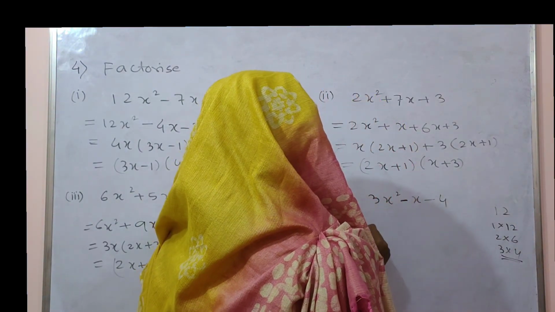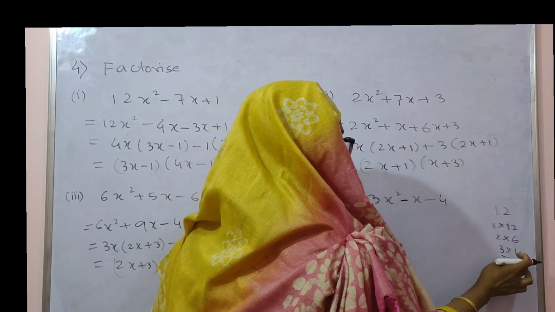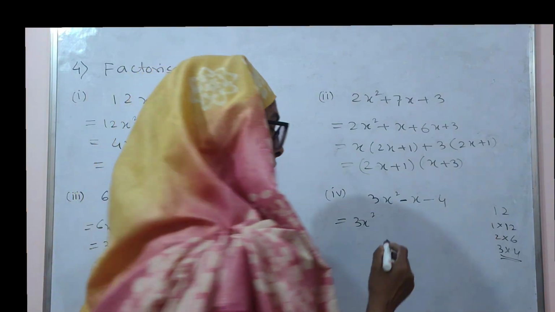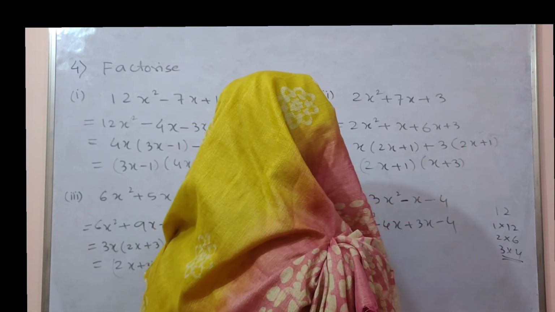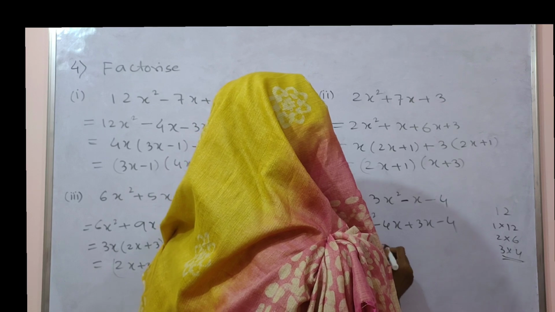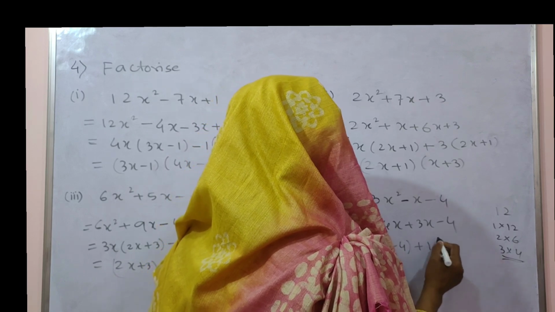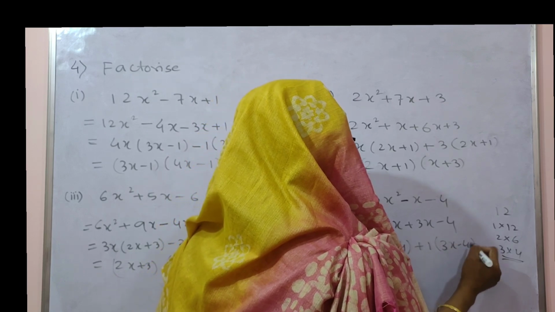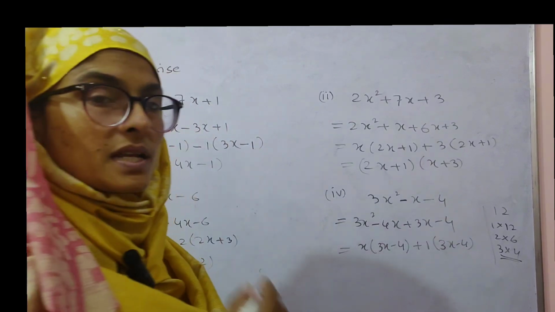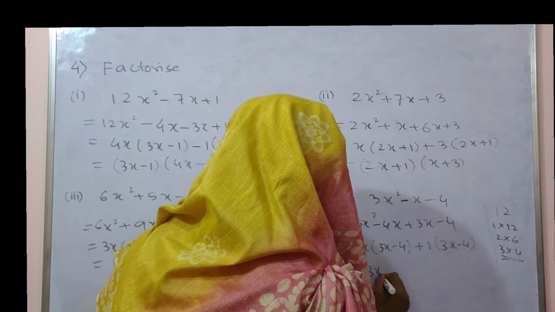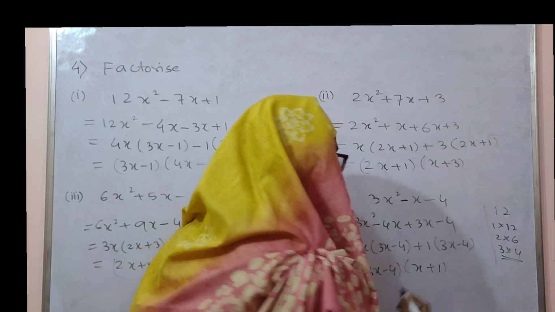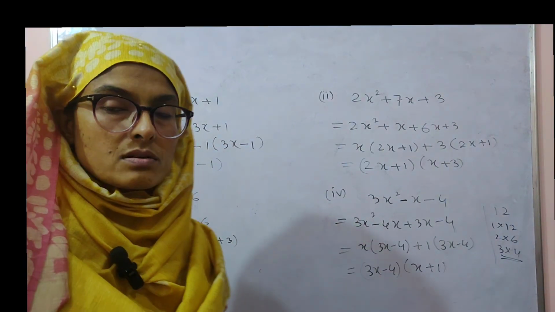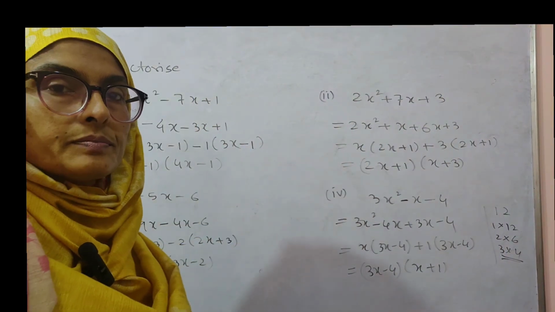So you can write this one. So 3x square. Here symbol is minus, so give minus before 4. Minus 4x plus 3x minus 4. Now, take common x. 3x minus 4 plus here 1 common, 3x minus 4. So 3x minus 4, again common, x plus 1. These are the factors. You can write the notes.